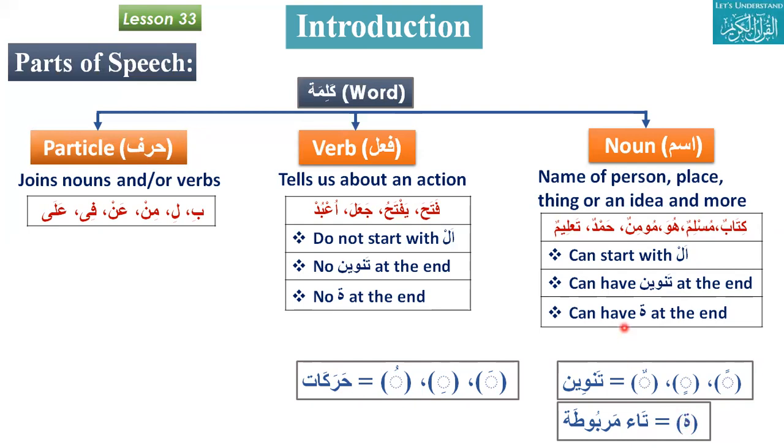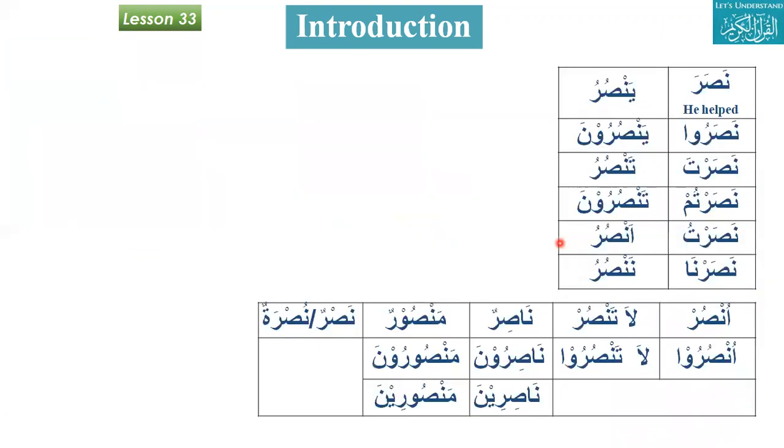The important thing we have to remember, we discussed this at the beginning of the class: the word has three things, particle, verb, and noun. Harf, fi'l, and ism. Harf is like bi, li. There was a quiz question also. Fi'l, we know in the table, will not start with al, and there will be no tanween, no ta marbuta at the end. And in noun, the name of place, person, like kitabun, muslimun, mu'minun, fatihun, maftuhun, al-hamid, ta'lim, and many more. So our topic is about the noun.